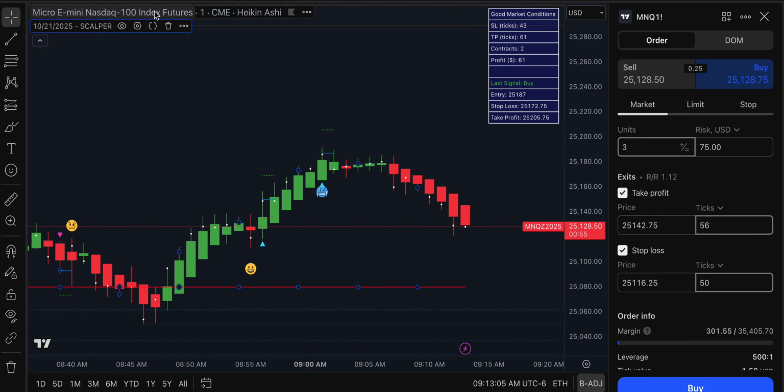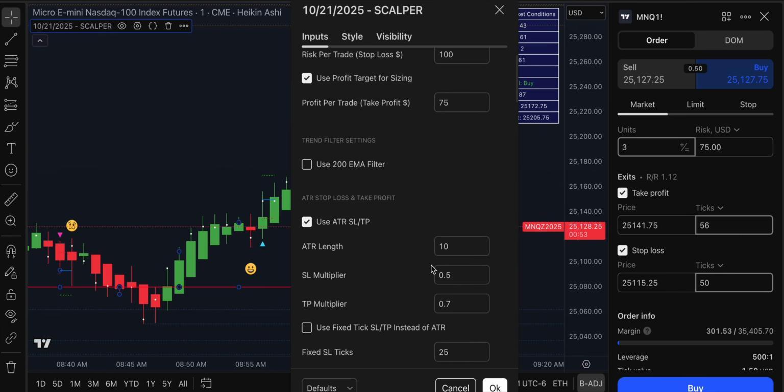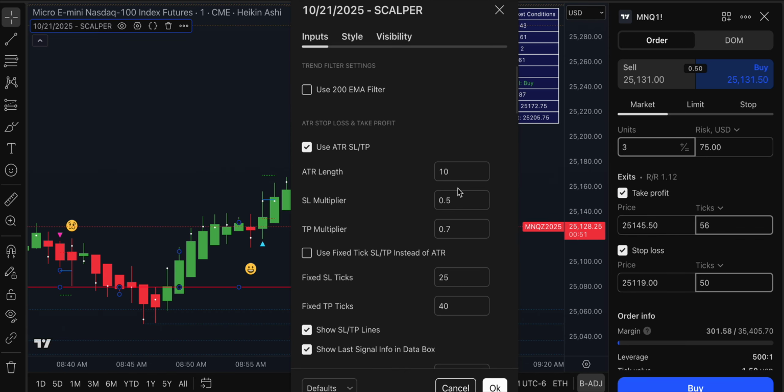So anyway, there's a lot more in the settings here. I'm not going to go over too much. You can adjust how much you want to move these lines here by changing these numbers.